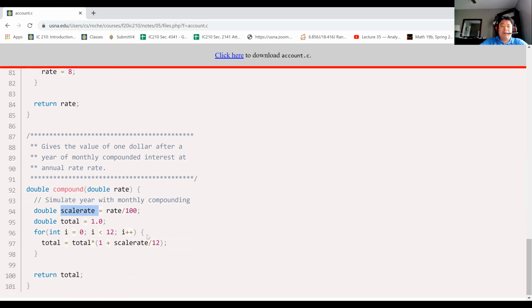So that's the scaled rate. And then what? How do you get the monthly interest rate? Divided by 12, right? And then you compound it how many times? 12 times. And you return the compound rate. And you're done. Okay? So it's really important to get this idea or skill of top-down design. That will be critical, especially for your project.